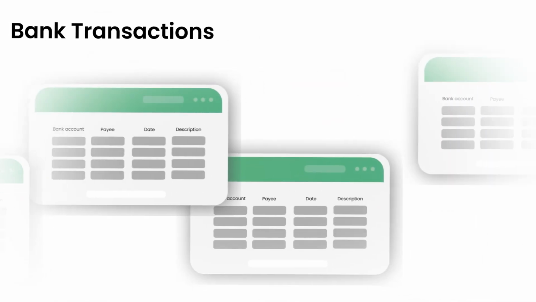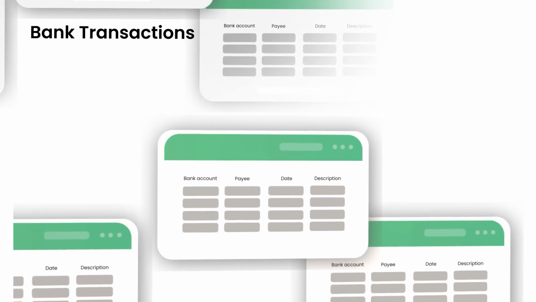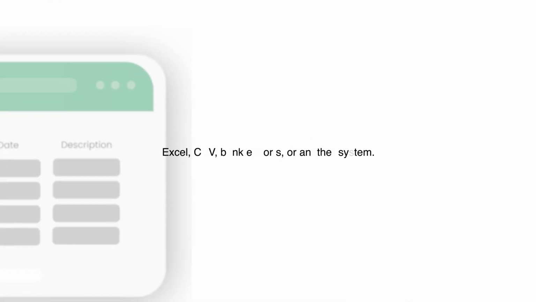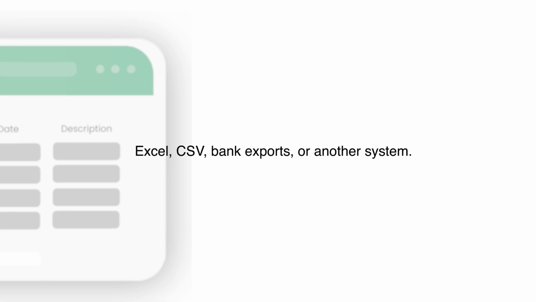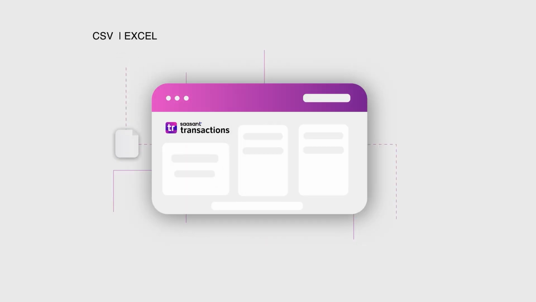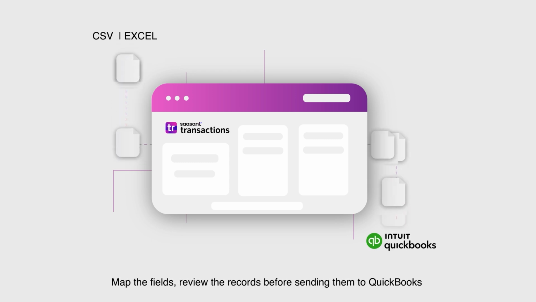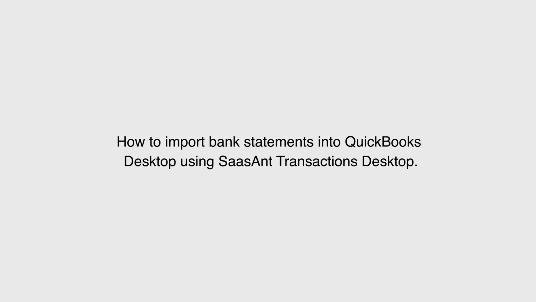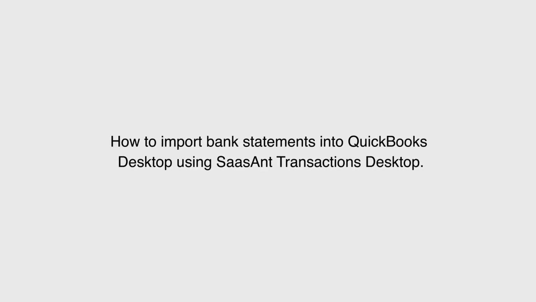Entering bank transactions one by one in QuickBooks Desktop can take time, especially when your bank statement data is already in Excel, CSV, bank exports, or another system. Instead of entering each bank transaction manually, SaasAnt Transactions Desktop lets you import bank statement data in bulk, map the fields, and review the records before sending them to QuickBooks. In this video, I'll show you how to import bank statements into QuickBooks Desktop using SaasAnt Transactions Desktop.